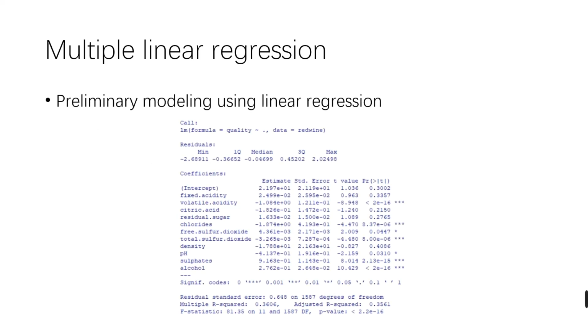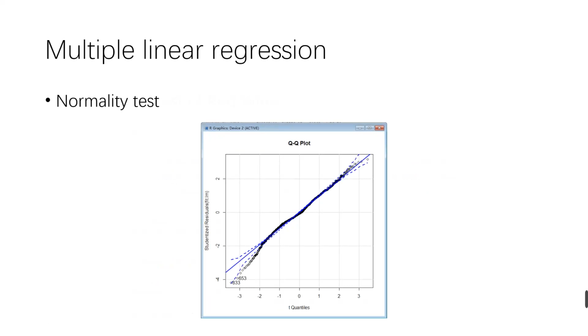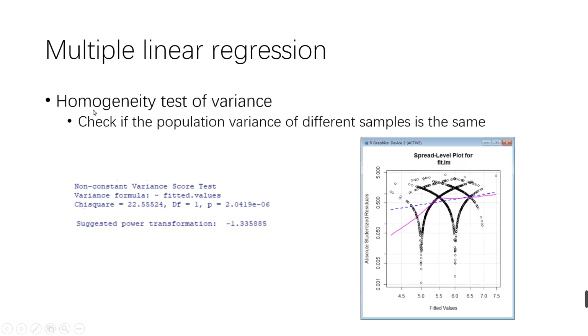And then we do it. We do the linear model test. And then the normality test. In the normality test, we can see there are some outliers, but they didn't show all the numbers, so we want to do it later. And then the homogeneity test of variance. It will check if the population variance of different samples is the same.